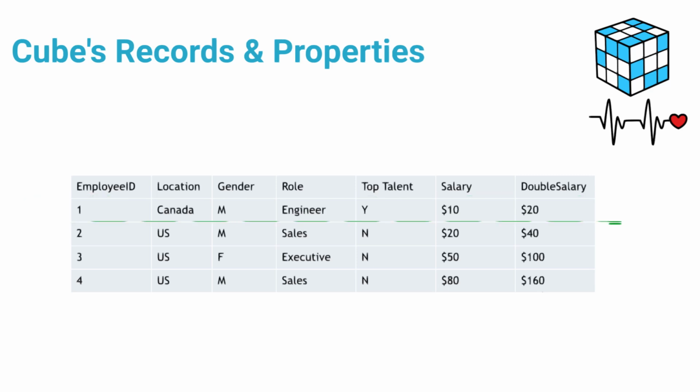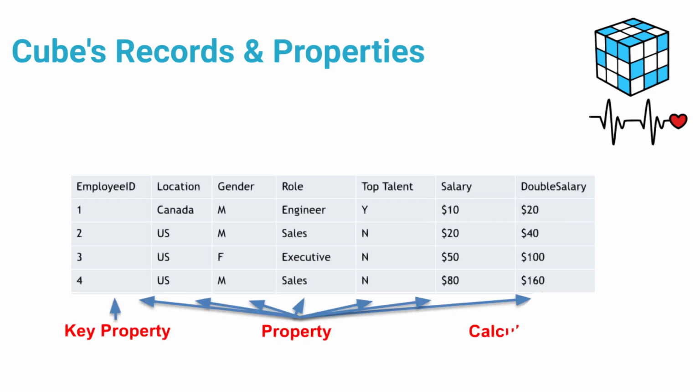A cube is made up of records in a table, with each record consisting of a list of values. These values are called properties. There are two types of properties. Data properties are values directly from the data source, such as birth date and salary. Calculated properties are values derived from data properties, such as age and double salary.